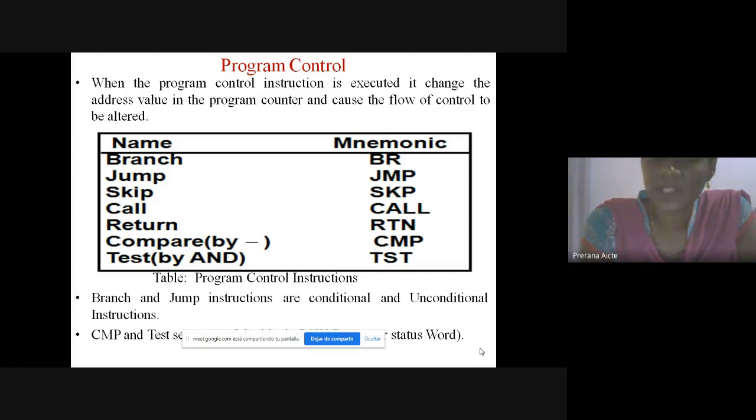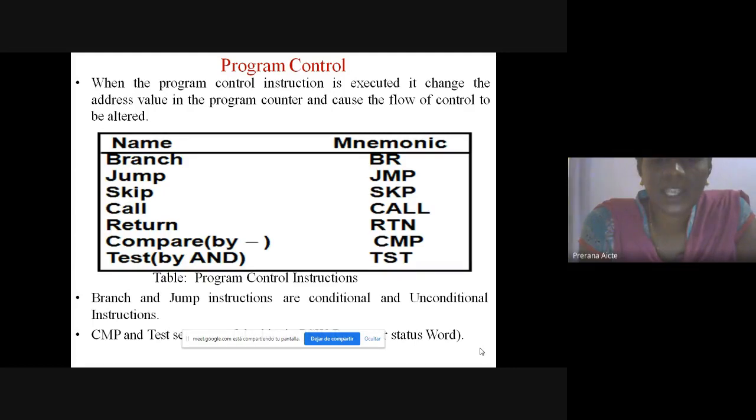And next one, the skip instruction. The skip instruction is used to skip the next instruction. Next, the call instruction, CALL. The call instruction is used for calling a subroutine. And next one, return, RTN. This instruction is used to return control back from the subroutine to the calling program, that is RTN.